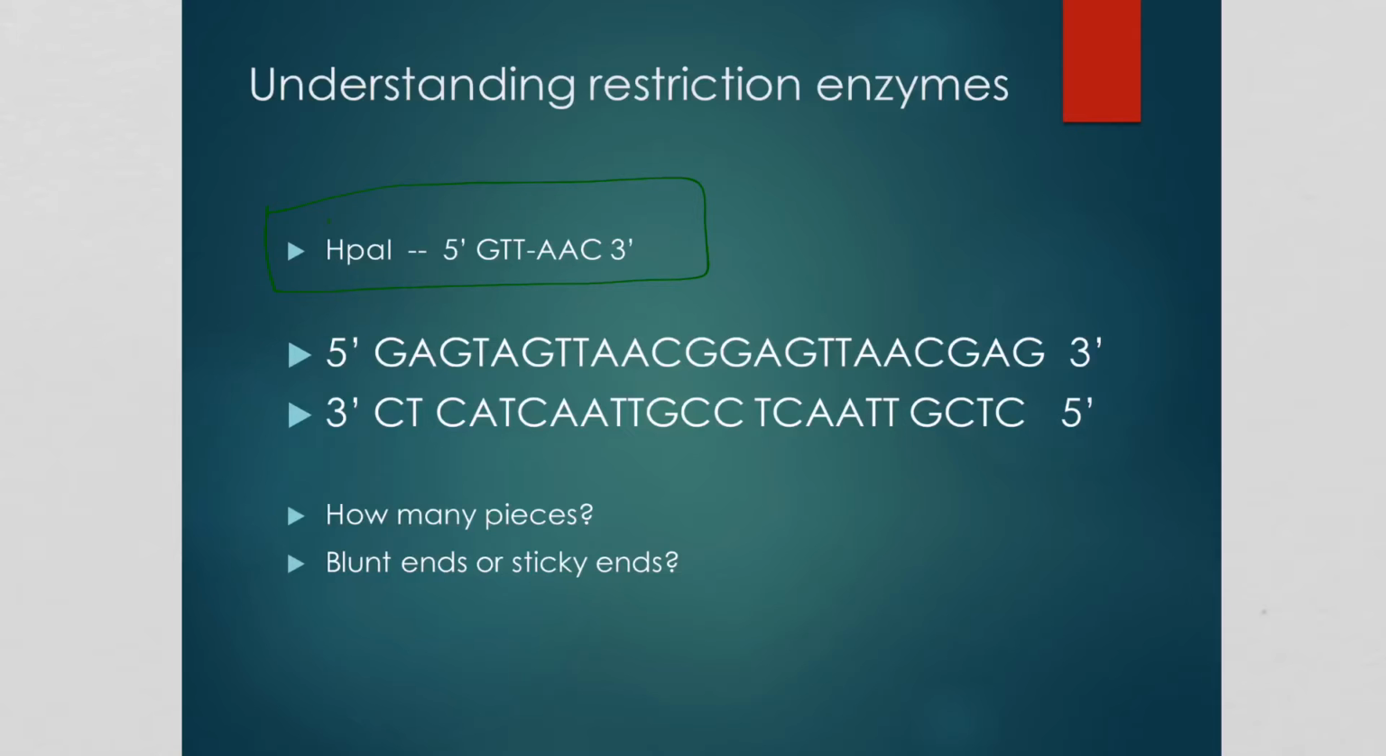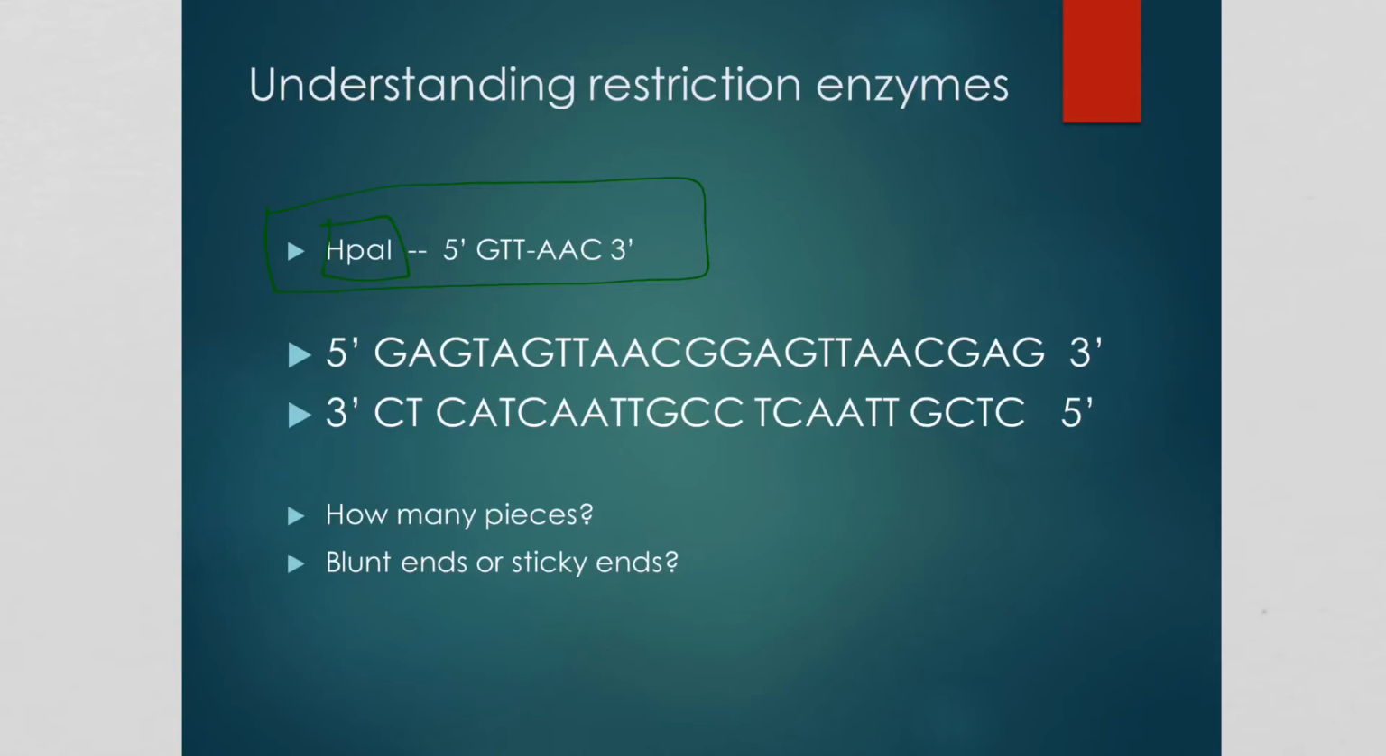It's always going to have a funny name named after the bacteria. This is HPA1. And then the other thing I'm going to give you is its sequence that it cuts at. So you can read here that this enzyme cuts from the 5 direction to the 3 direction at the sequence GTTAAC. And this little dash right here means it cuts between the T and the A.